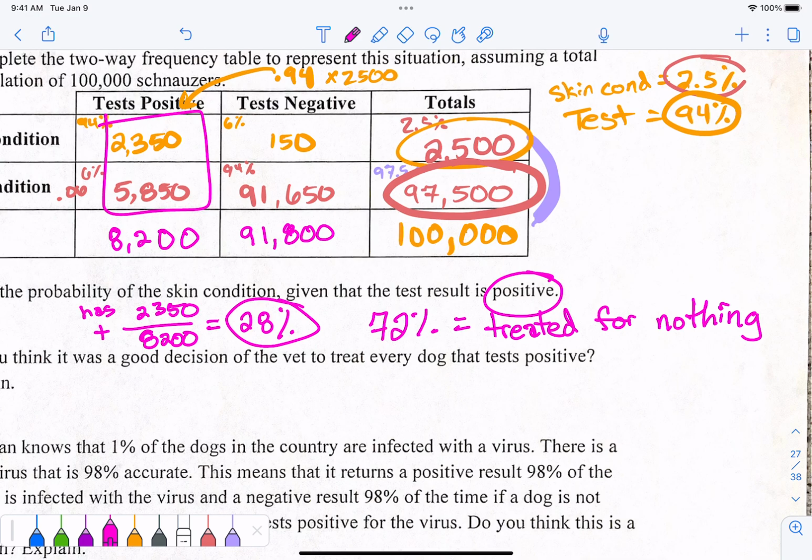Well, there's no treatment for COVID either. They just make you quarantine. So there probably was a high percentage of you that were having to quarantine for no reason, just because you tested positive. It was a false positive.